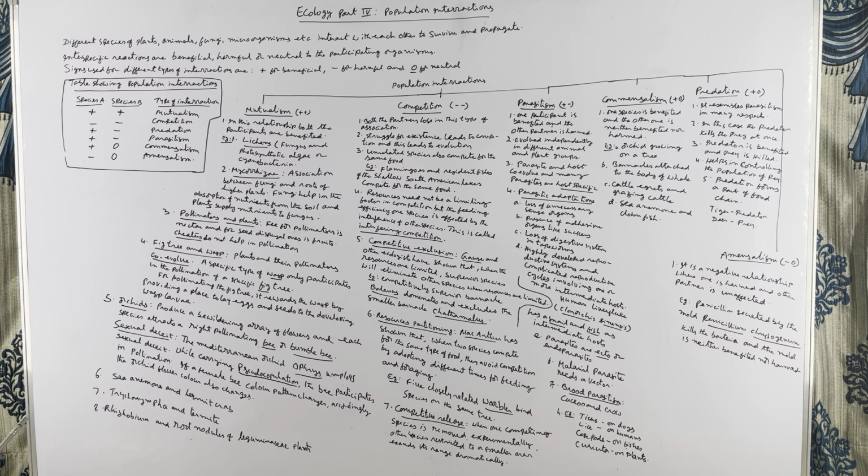Then another example is mycorrhizae. It is an association between fungi and the roots of higher plants. You know that fungi help in the absorption of nutrients from the soil, and in return they are benefited by the nutrients supplied by the plant. Here also both the participating organisms are benefited.